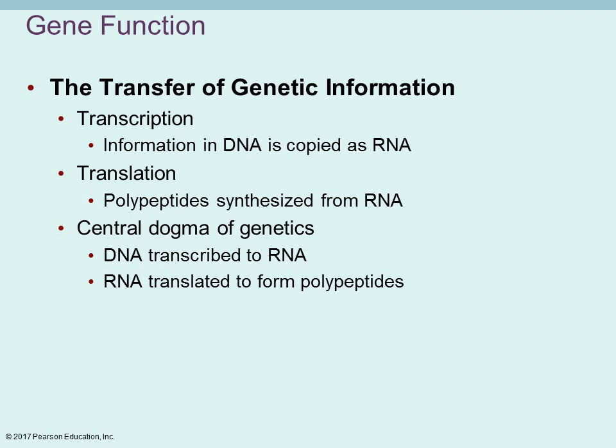So how do you get information? If all the genetic information is on the DNA, how do you get that off the DNA to make proteins? Transcription is the process where DNA is going to be used as a template to make RNA. And then translation is going to use RNA as a template to make proteins. So the central dogma of genetics refers to DNA is transcribed to RNA, and then RNA is going to be translated into the proteins.